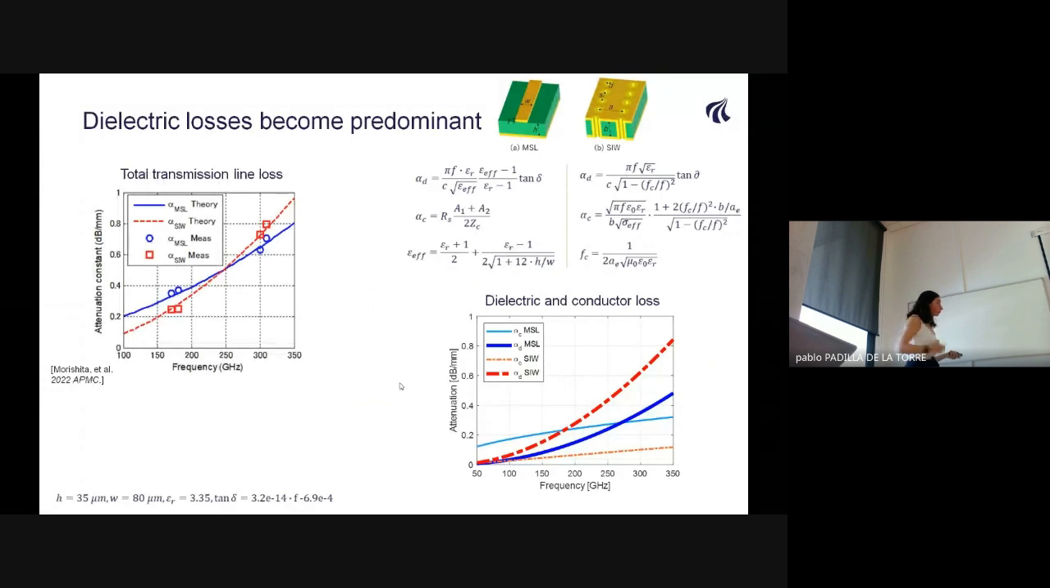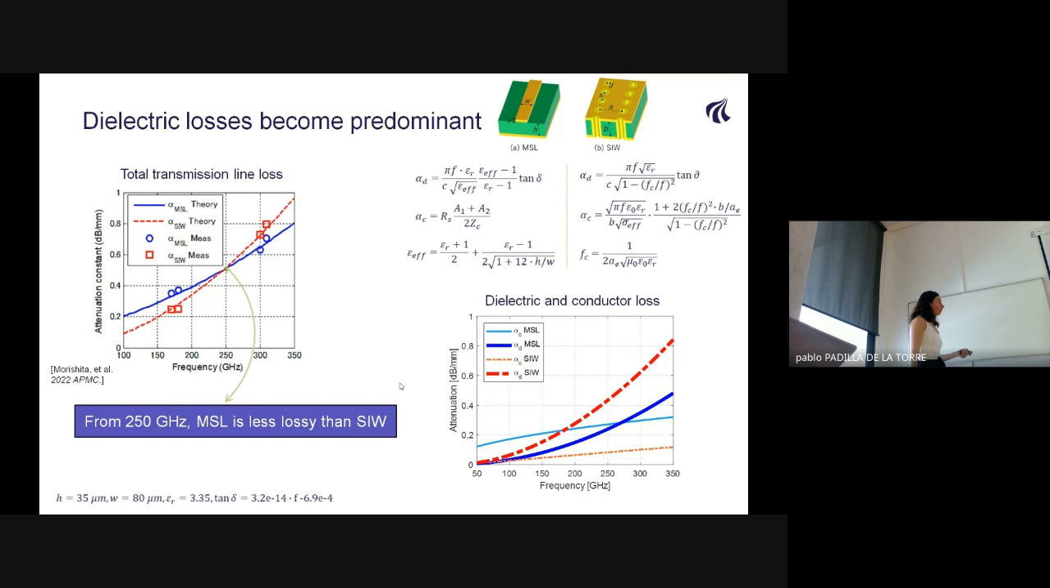So what I did is, well, this is from their paper, and you can see here that from 250, the losses of the SAW are higher than the inclusive line. So if we split these losses into the electric losses and conductor losses, then you can see that the dielectric losses start to increase more than the conductor losses from this 200 gigahertz.